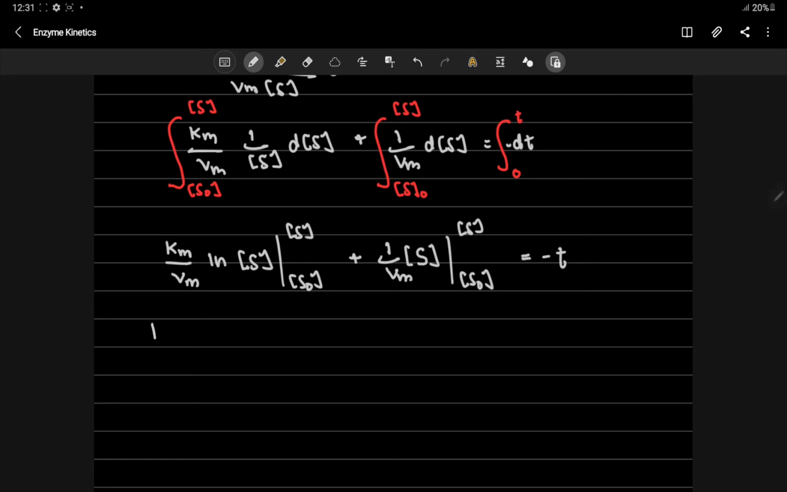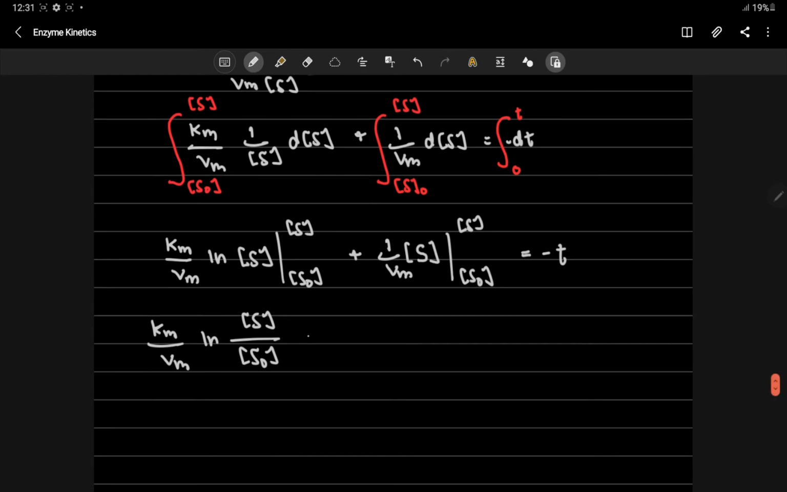Magiging Km over Vm. Now, ln magiging what? From initial to final. So, S over SO. Okay? Ito naman sa second term natin, 1 over Vm, magiging from substrate concentration minus the initial substrate concentration equals minus T.